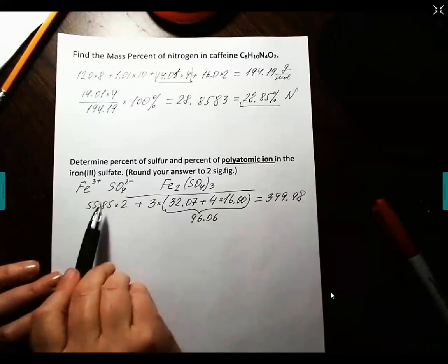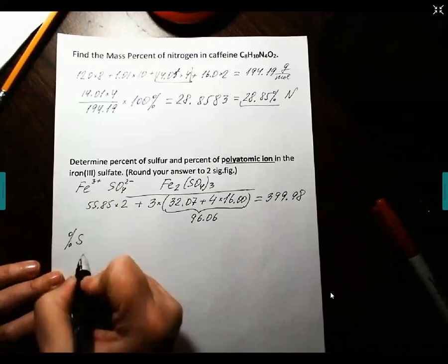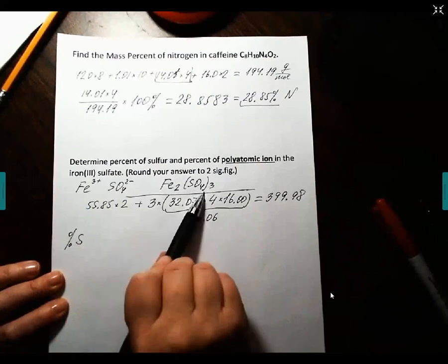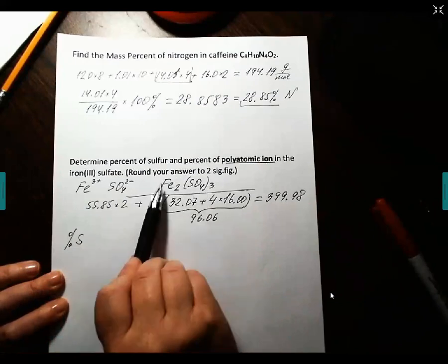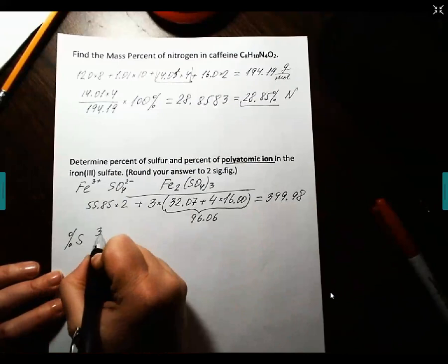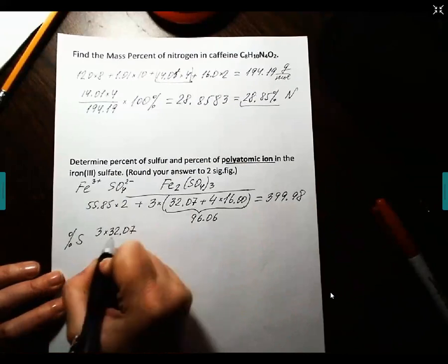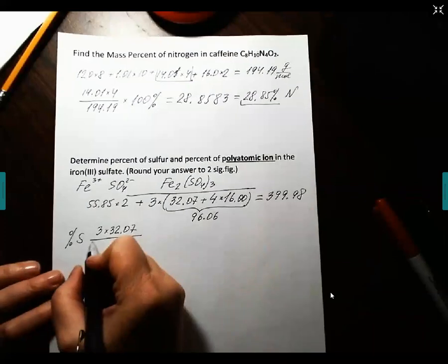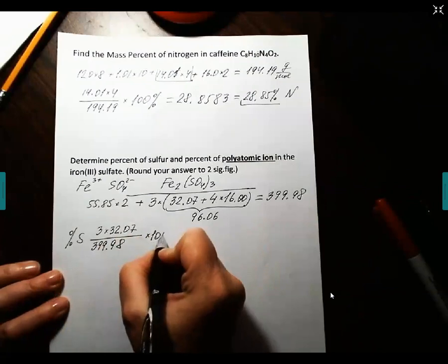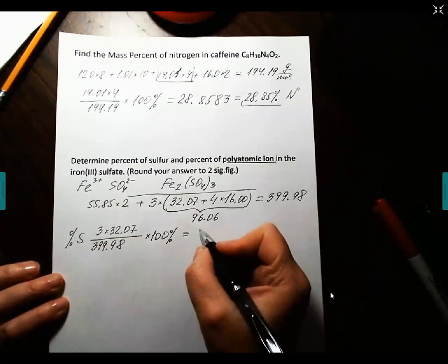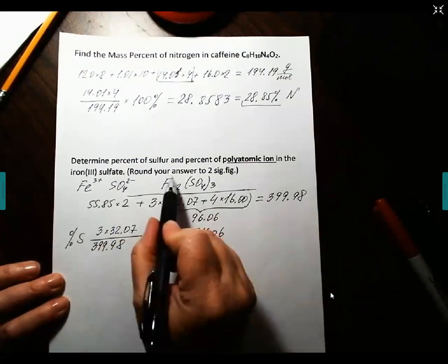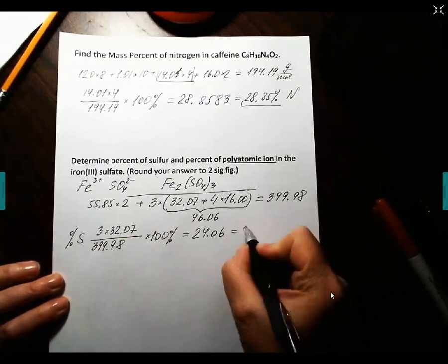Now we need the percent of sulfur. We have 3 sulfur atoms in 1 formula unit of this compound. So we should multiply 3 times 32.07, divide by the molar mass of the whole compound, and times 100%. And it's going to be 24.06, but we need to round it to 2 significant figures, so 24%.